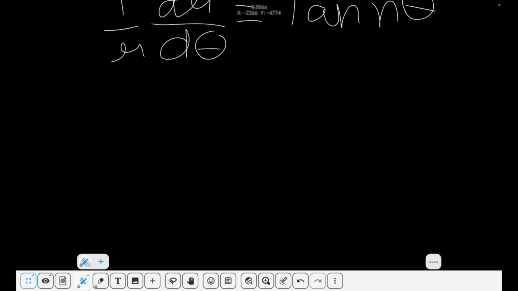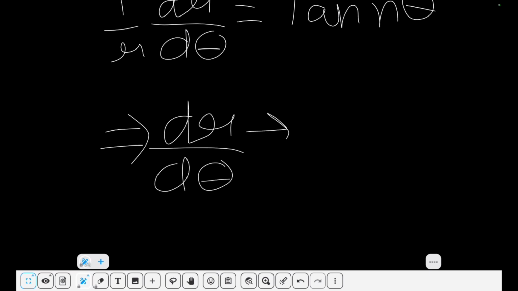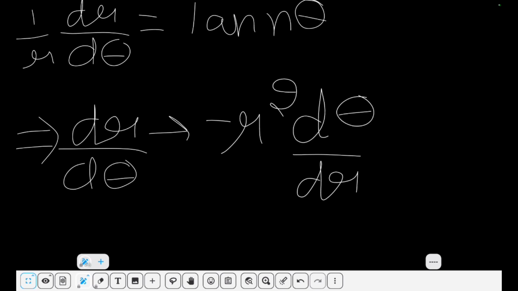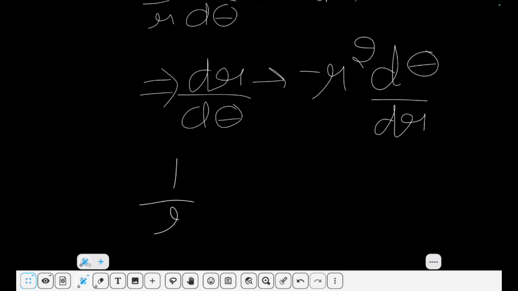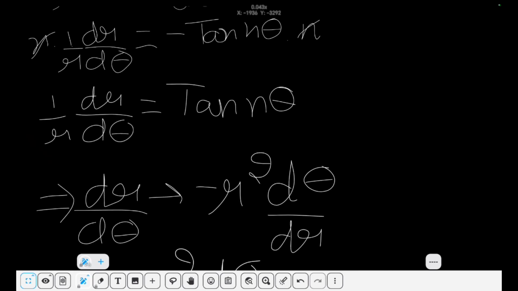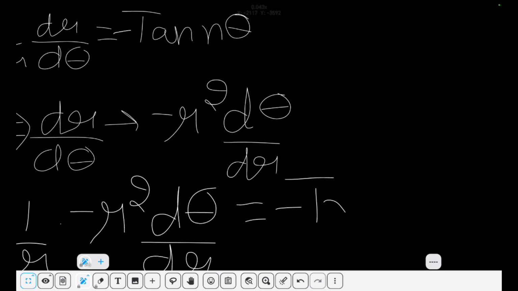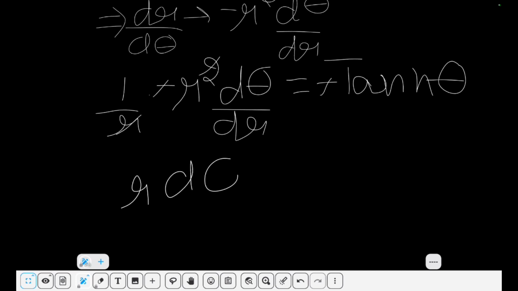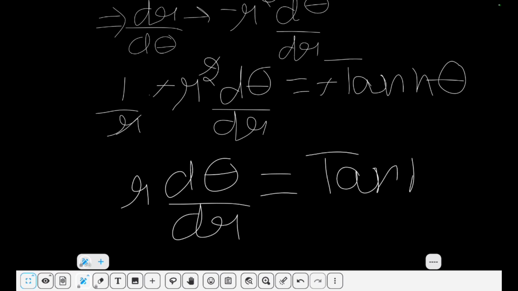Right? Now third step, replacing dr by d theta with minus r square into d theta by dr. Then 1 by r into minus r square into d theta by dr equals minus tan n theta. Minus minus cancel, r cancels. Then we get r into d theta by dr equals tan n theta.